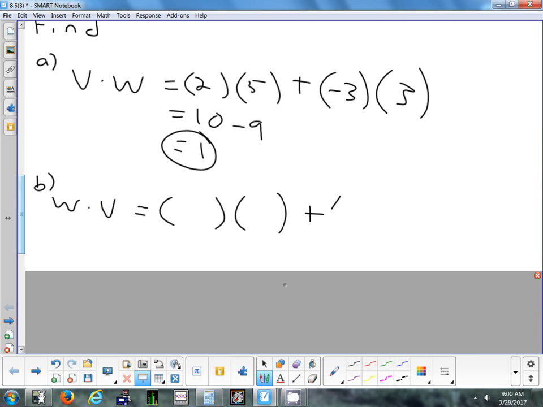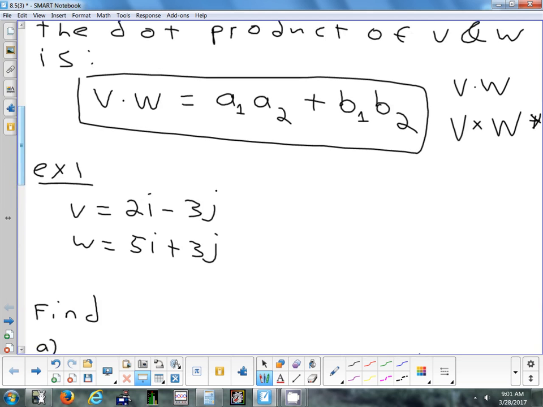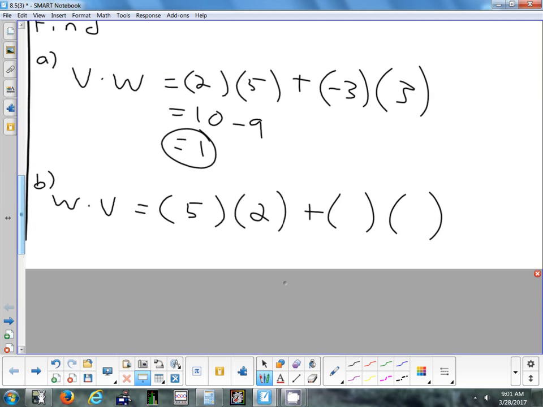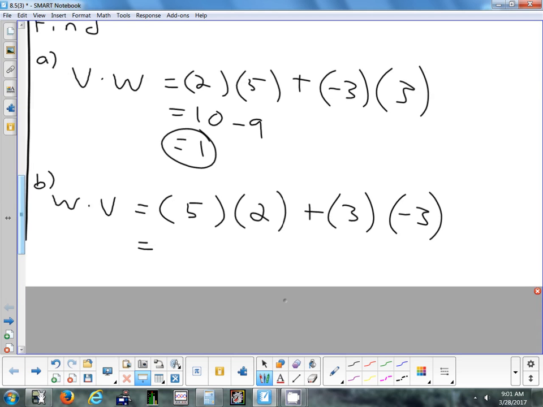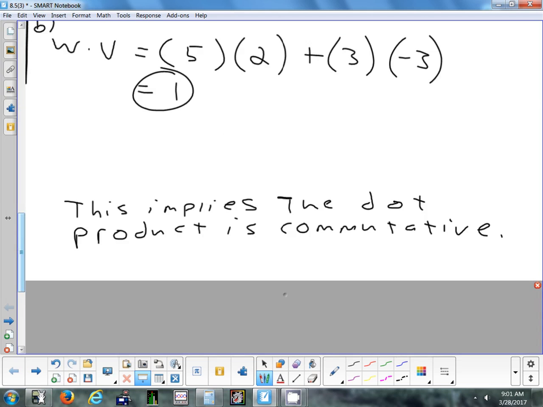What about doing it this way? W dot V. 5 times 2. Yep. It's always your horizontal components, the W first, then the V. W, then V. And then 3 and negative 3. So what are you going to get? You get 10 minus 9 again, which is 1. So what does that mean about the dot product? It's commutative, yes. Okay, the dot product is commutative.